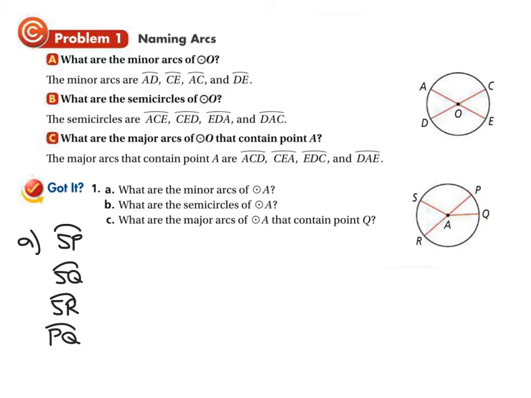Can we do P to R? No, that's a semicircle. Okay. Can we do P to S? We could, but we've already got SP right there. So we're not going to go that way and do something we already repeat the endpoints. Can we go this way? No, that's also a semicircle. So we've done with P.